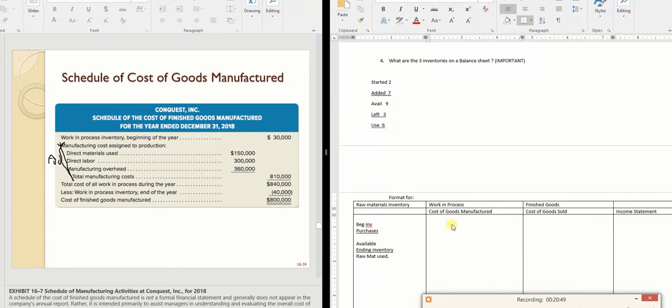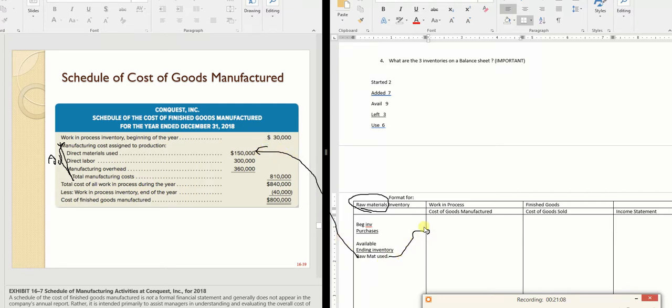In work in process, I add 3 things. I add my 3 manufacturing costs: direct materials, direct labor, and manufacturing overhead. Now, if raw materials only includes direct materials, that number will be that number. So it's going to feed into it.